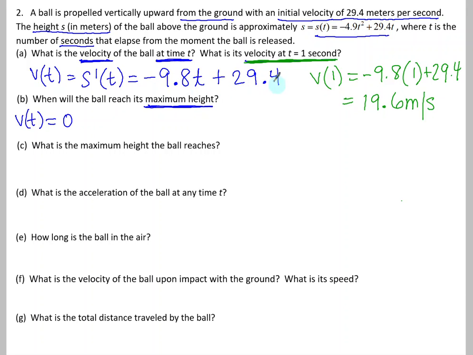Remember up here we found the velocity function. So negative 9.8t plus 29.4 equal to 0 will help us figure out the time. Subtracting 29.4 and then dividing by negative 9.8 gives us t equals 3. And of course, being a problem with words, we give our answer with words. When will the ball reach its maximum height? We'll answer at 3 seconds.